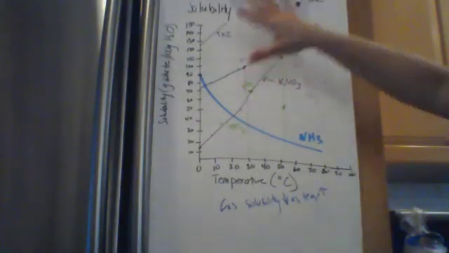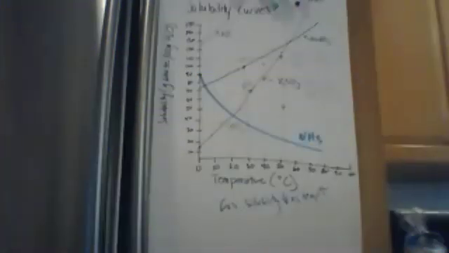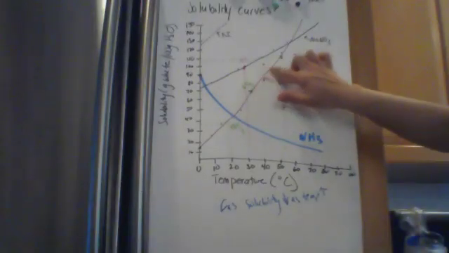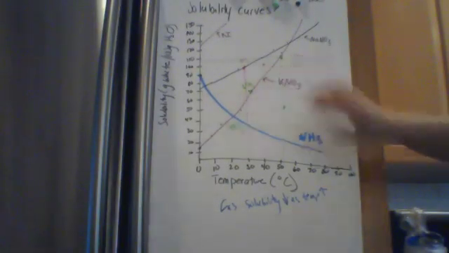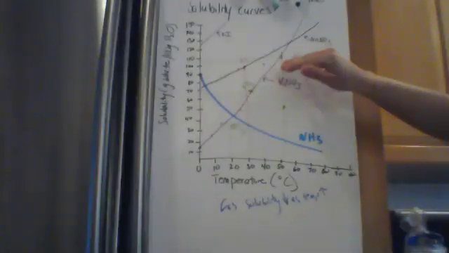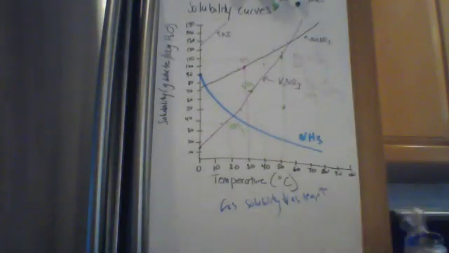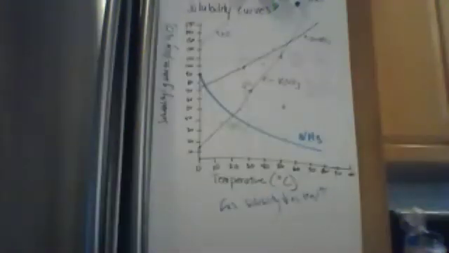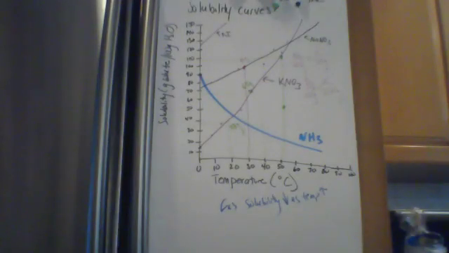And you use table G to see how much will dissolve, the maximum amount that will dissolve, or its saturation point, whether it's unsaturated or saturated, or whether it will have to precipitate to the bottom. Those are different ways that we're using table G.